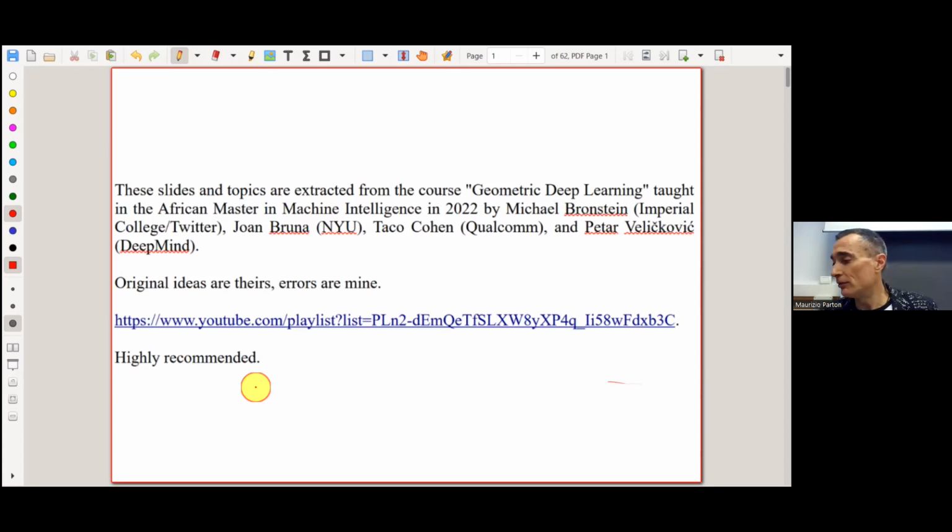And so I will use slides and topics extracted from this course. You can see here in the first disclaimer slide the course that I highly recommend you read and listen to: a course on geometric deep learning, and the authors are the founders of this beautiful theory, geometric deep learning, and these are their names. The course is on a playlist that you can see here. I will pass you all the slides. So again, as Rita said, no need to take notes.